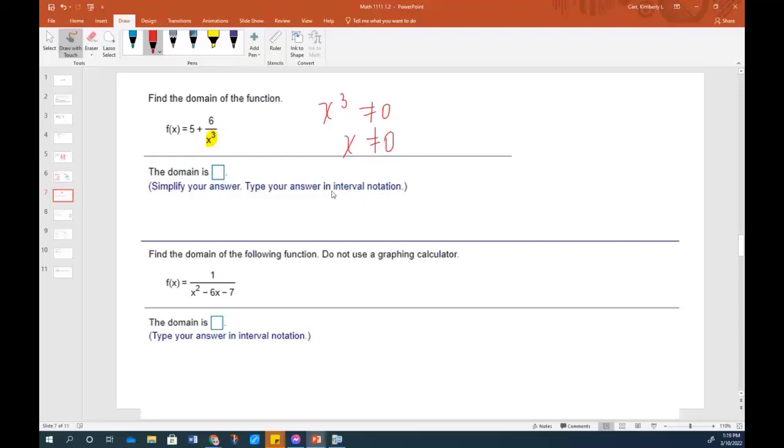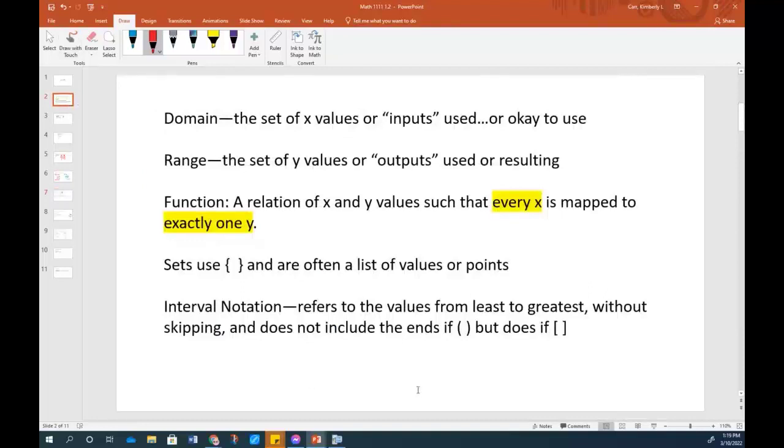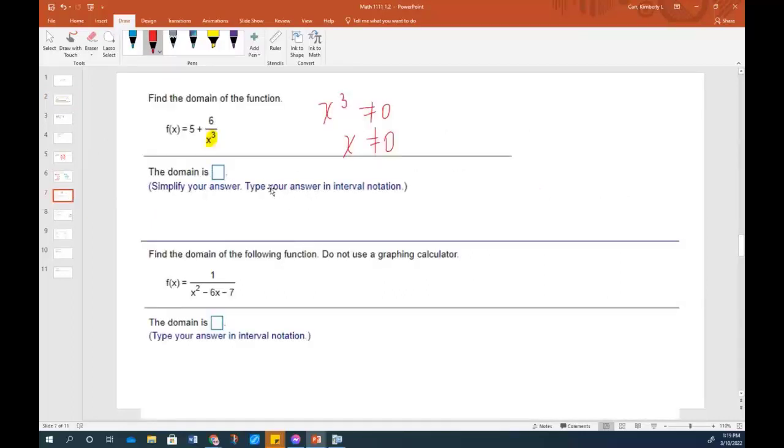So how do I write that down? Well, in interval notation then, I'm not going to be able to fit it in that box, but in interval notation, now let me just remind you of what an interval was. You have to go on values from least to greatest without skipping. And then parentheses means we're not including the ends, and brackets means we are including the ends. So as we go back over here, from least to greatest without skipping, if you visualized a number line and it had 0 on it, 0 is the only number that you have to skip, okay? You're not allowed to use that one.